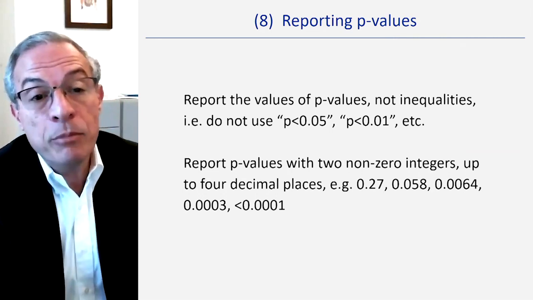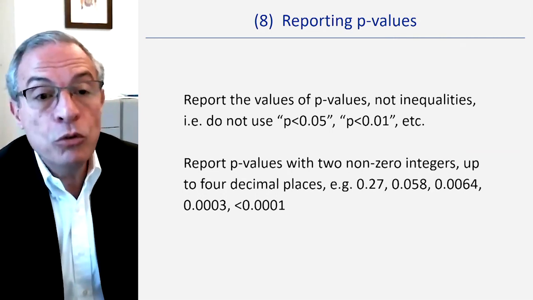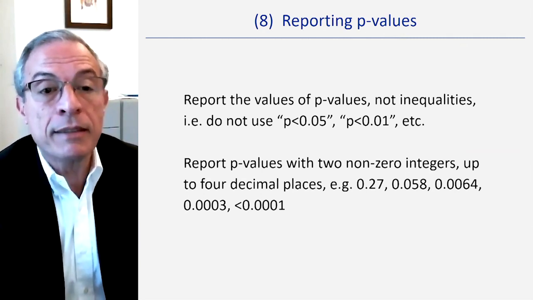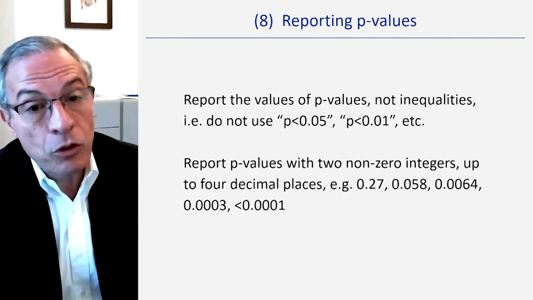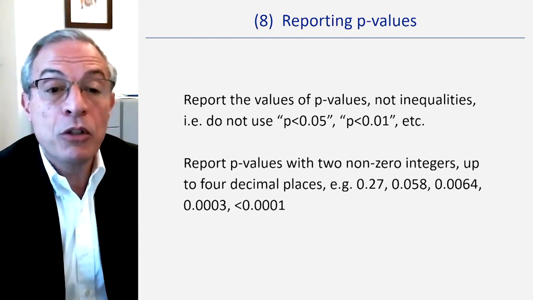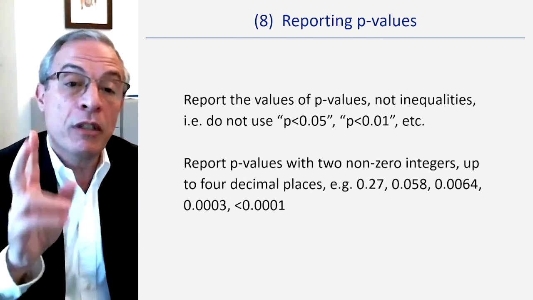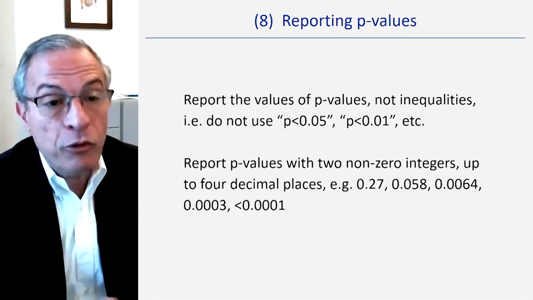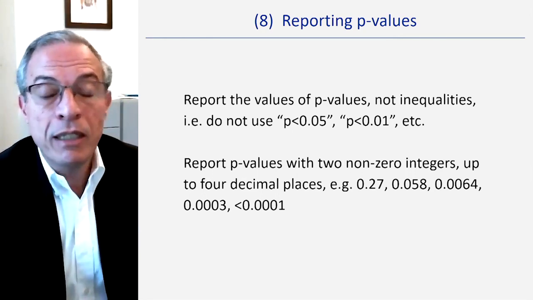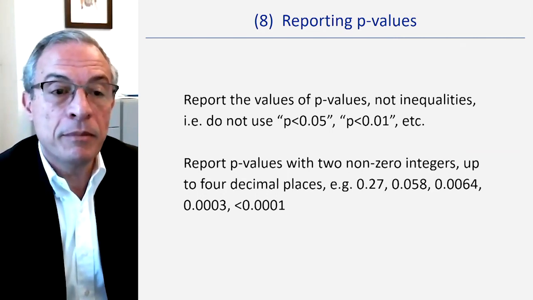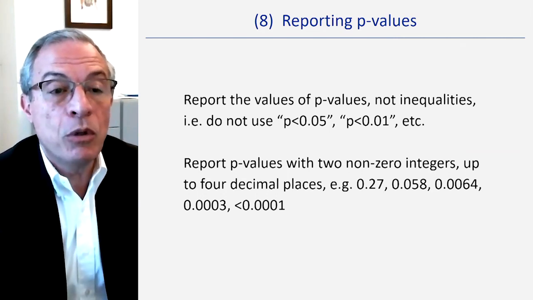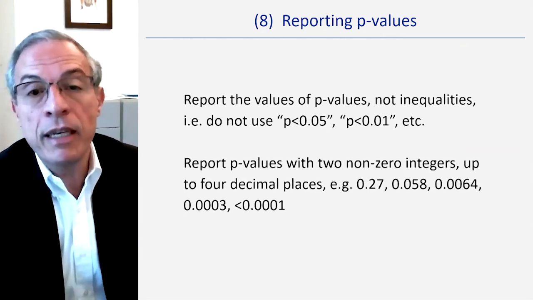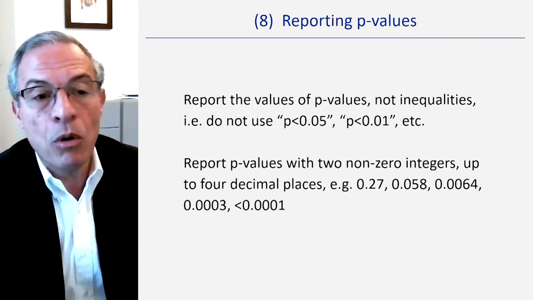But if you have a 0.058, go to 2 non-zero digits. So it's 0.058 instead of 0.06. If you have to go to 4 decimals, you go 0.064. So, 2 non-zero digits, that's what you report, up to 4 decimals. And when you get to 4, it really doesn't matter. And if it's less than 0.0001, you just say less than 0.0001.